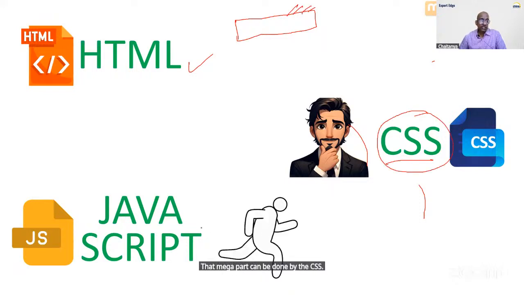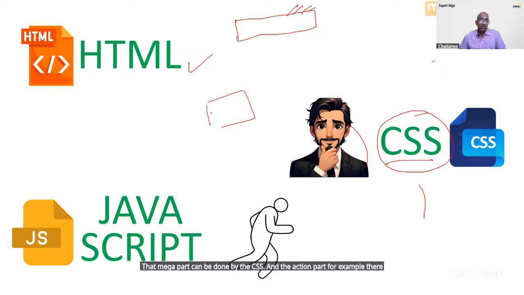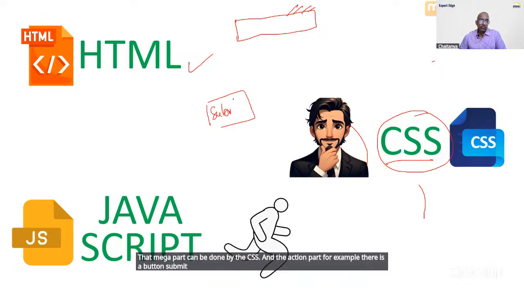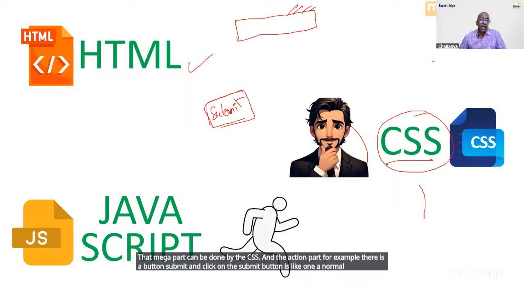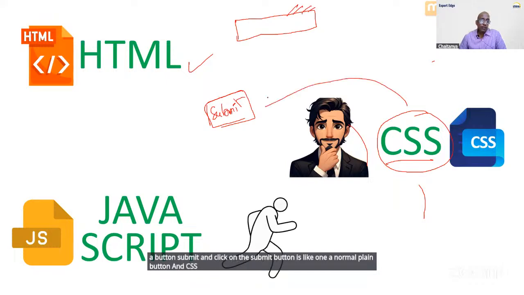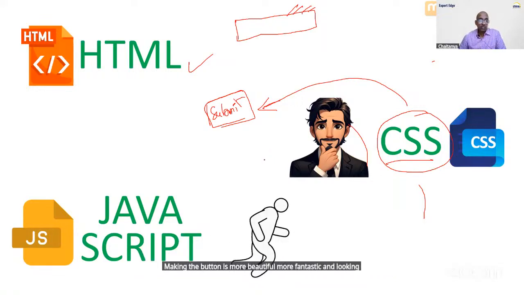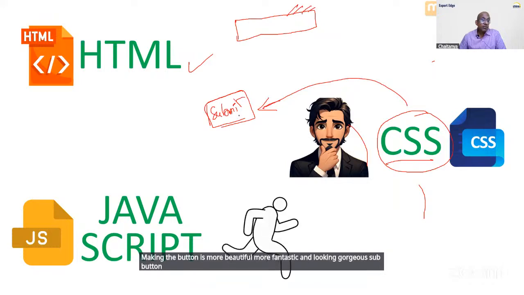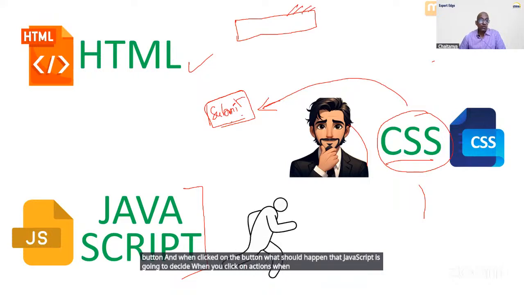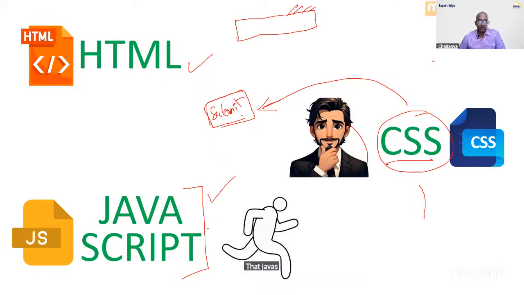And the action part: for example, there is a submit button. It is a normal plain button, and CSS is going to add more makeup to this button, making it more beautiful, more fantastic, and gorgeous looking. And when you click on the button, what should happen? The JavaScript is going to decide. When the user clicks on that button, what should happen? The JavaScript is going to provide that.